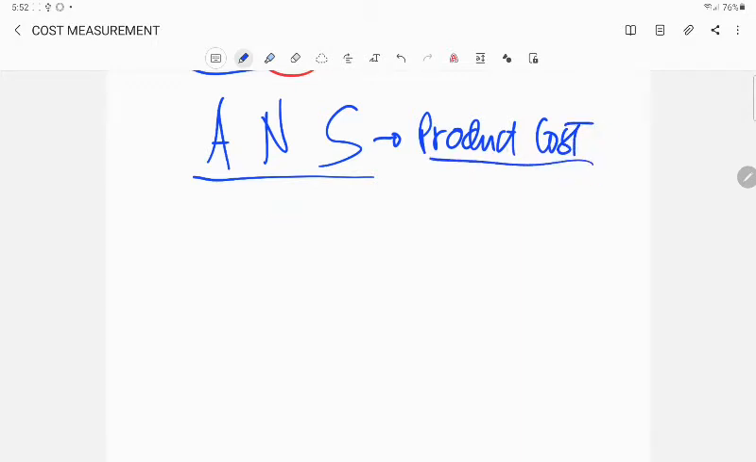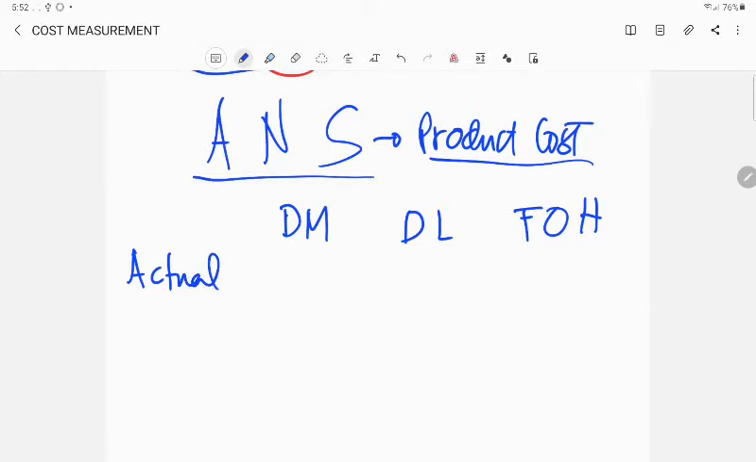So, what components are your product costs? Direct material, direct labor, and factory overhead. If I am using actual costing system, what will be my direct material cost? Of course, actual, and direct labor will be actual, and factory overhead will be actual. And later we will define what are the components of the actual cost, the normal cost and the standard cost using your cost function.